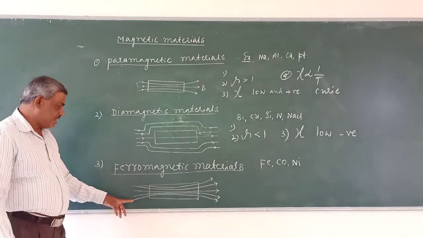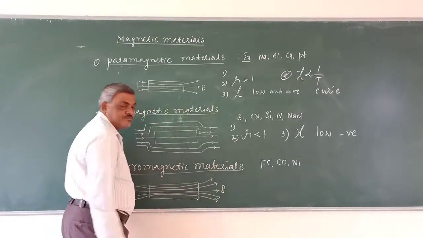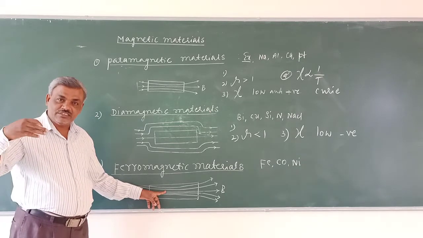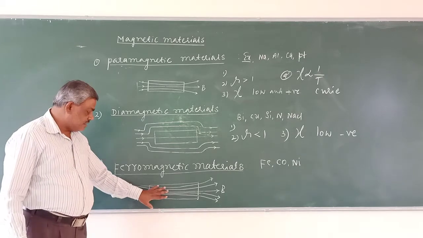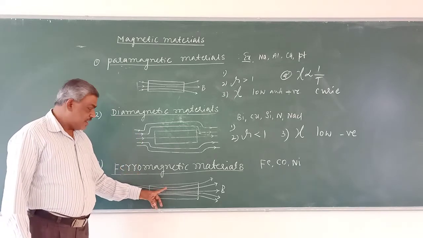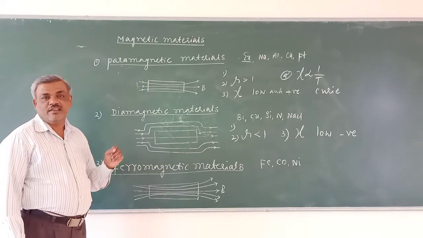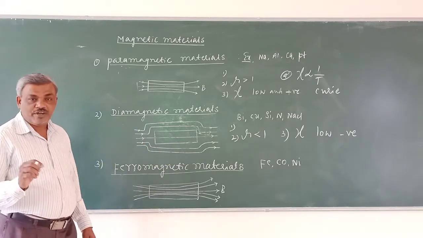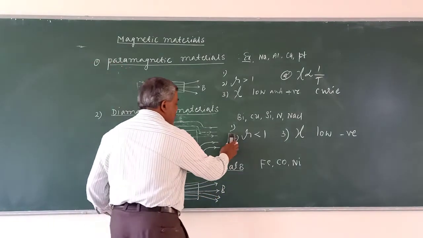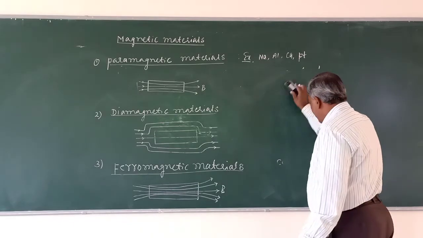So now, the specimen is kept in a magnetic field. The specimen gets magnetized. The magnetic field lines get more concentrated inside the specimen. This is how to draw the magnetic field lines of a ferromagnetic material such as iron, cobalt, nickel. And what are the important properties of ferromagnetic materials?